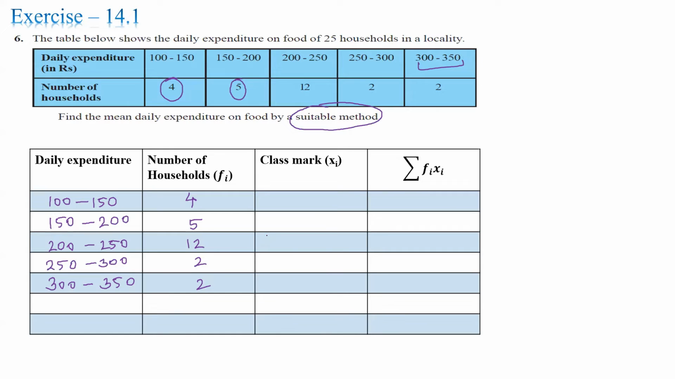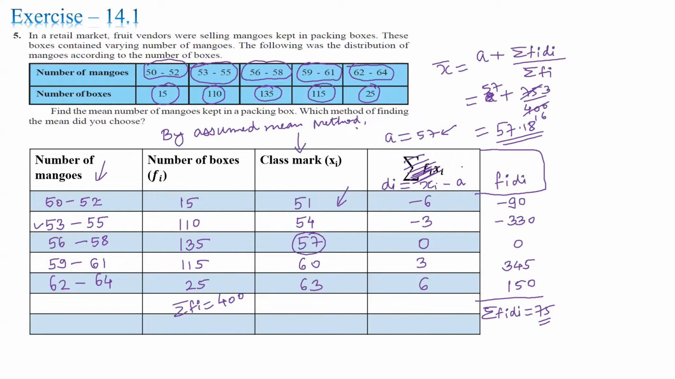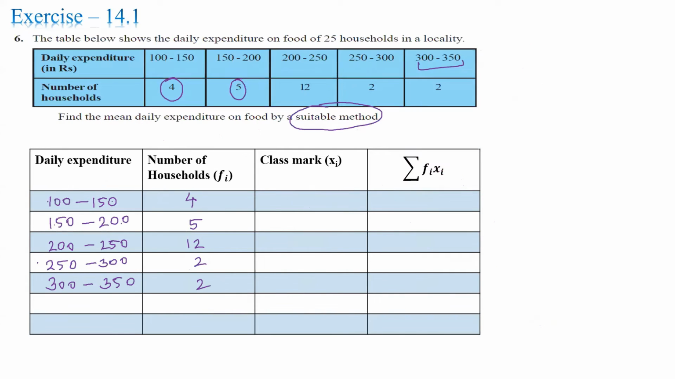But in the previous question, direct mean method was not applicable, because in that question the ranges were 50 to 52 and 53 to 55, so we used the assumed mean method. Here, in this question, the ranges are 100 to 150 and 150 to 200. So for the direct mean method, we will require the class mark first.